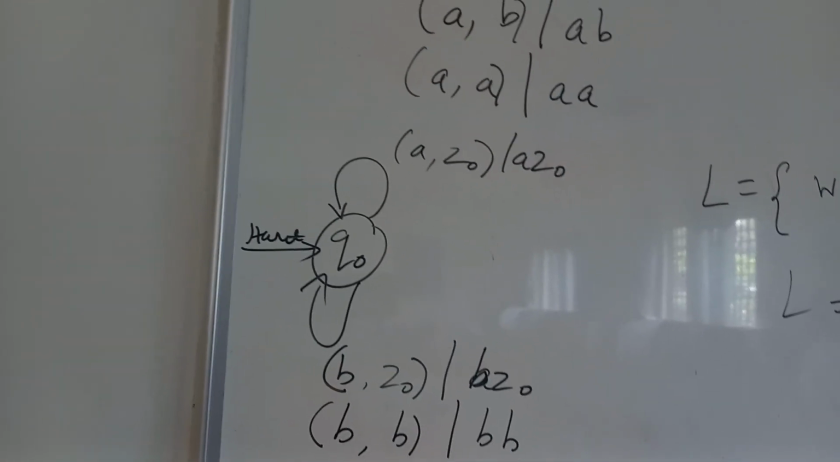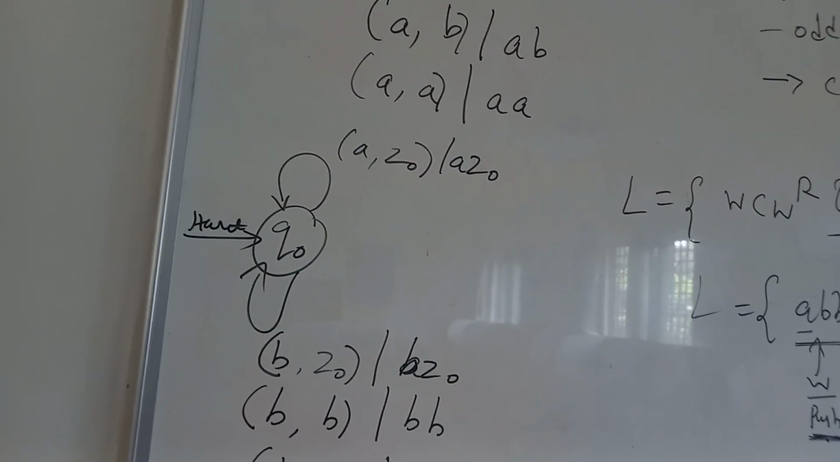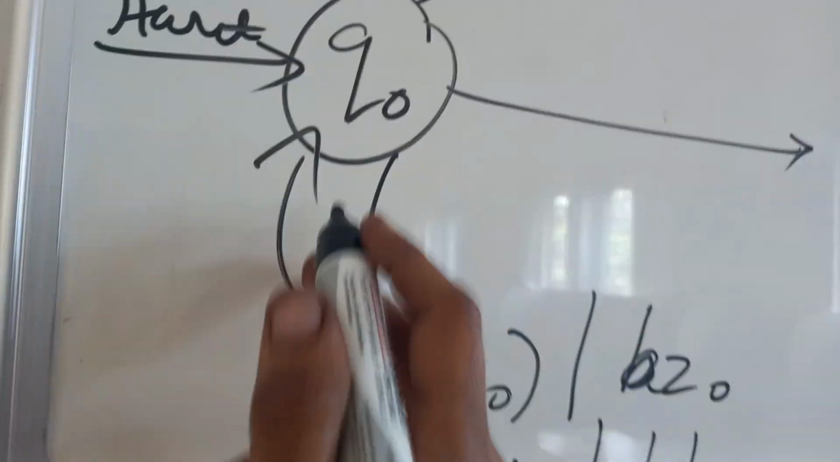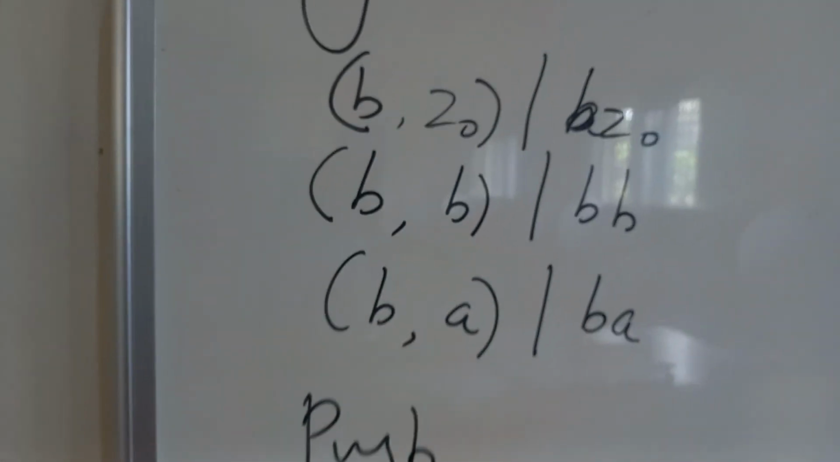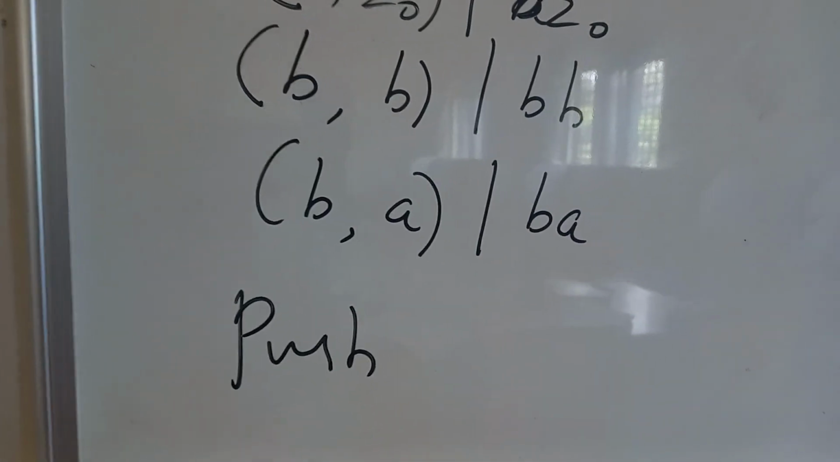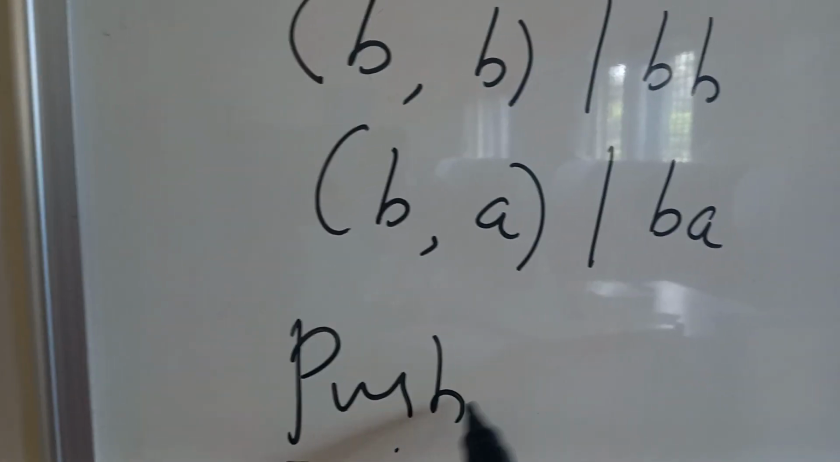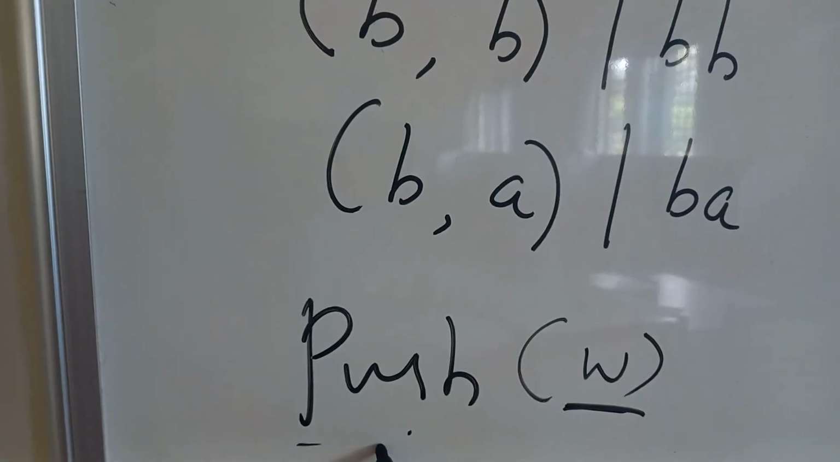few transitions where the W can start with either A or B, and after the A it can start with A or the B. Now, in the Q naught state we are performing the push operation. If the symbol is A or B, for the string W we keep on pushing, we are performing the push operation.